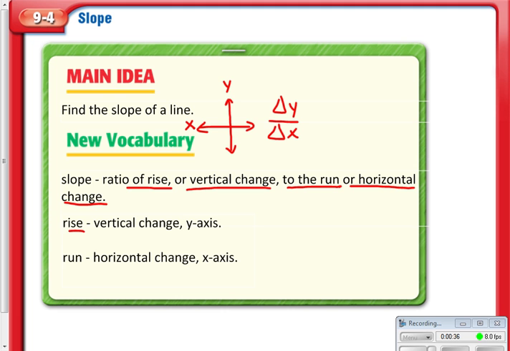And again, as stated, rise is a vertical change. It deals with your y-axis. Run is a horizontal change dealing with your x-axis.